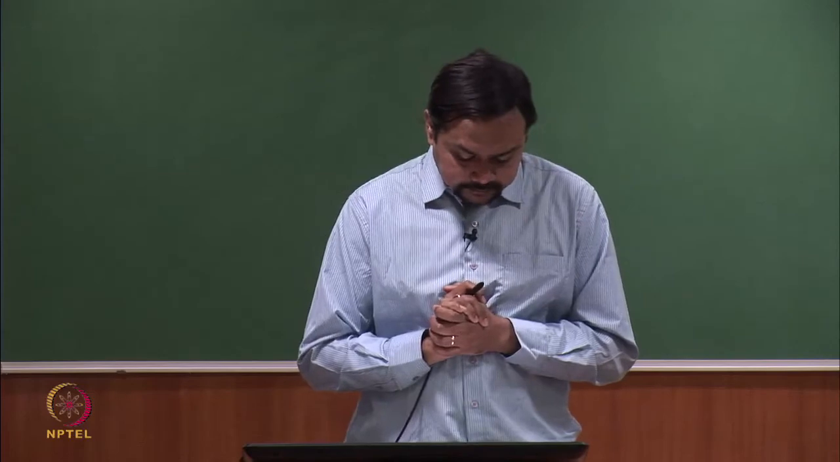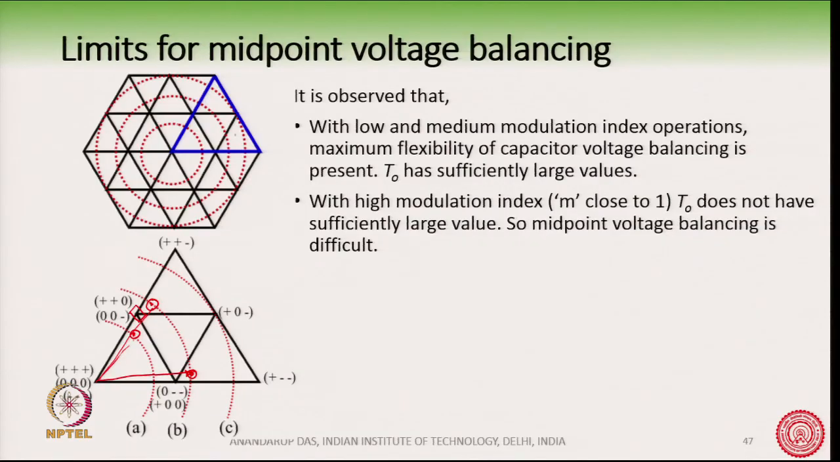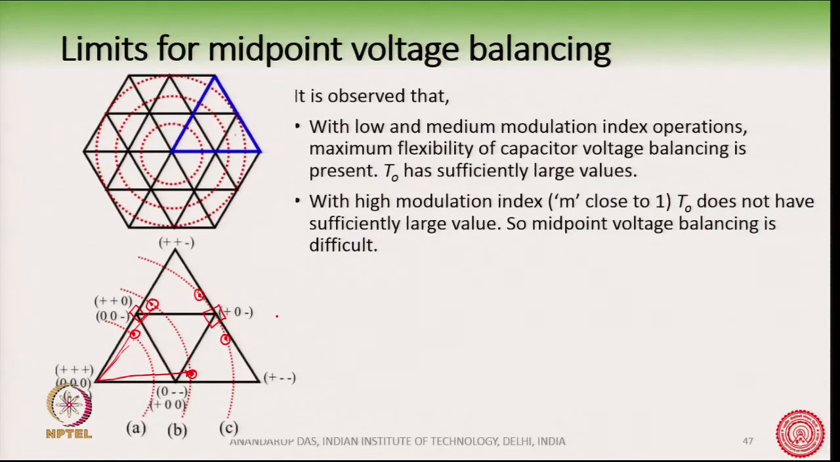However, there is one problem here. If the reference vector is very large, what happens then? Suppose the reference vector is here or here, then you see that the weightage of this medium vector is maximum, because the reference vectors are very close to the medium vector, or the middle vector. Unfortunately, this plus 0 minus we have applied for T 1 time period, and so the T 0 time periods are small and the delta t time is also small. So, that manipulation of delta t will also be small.